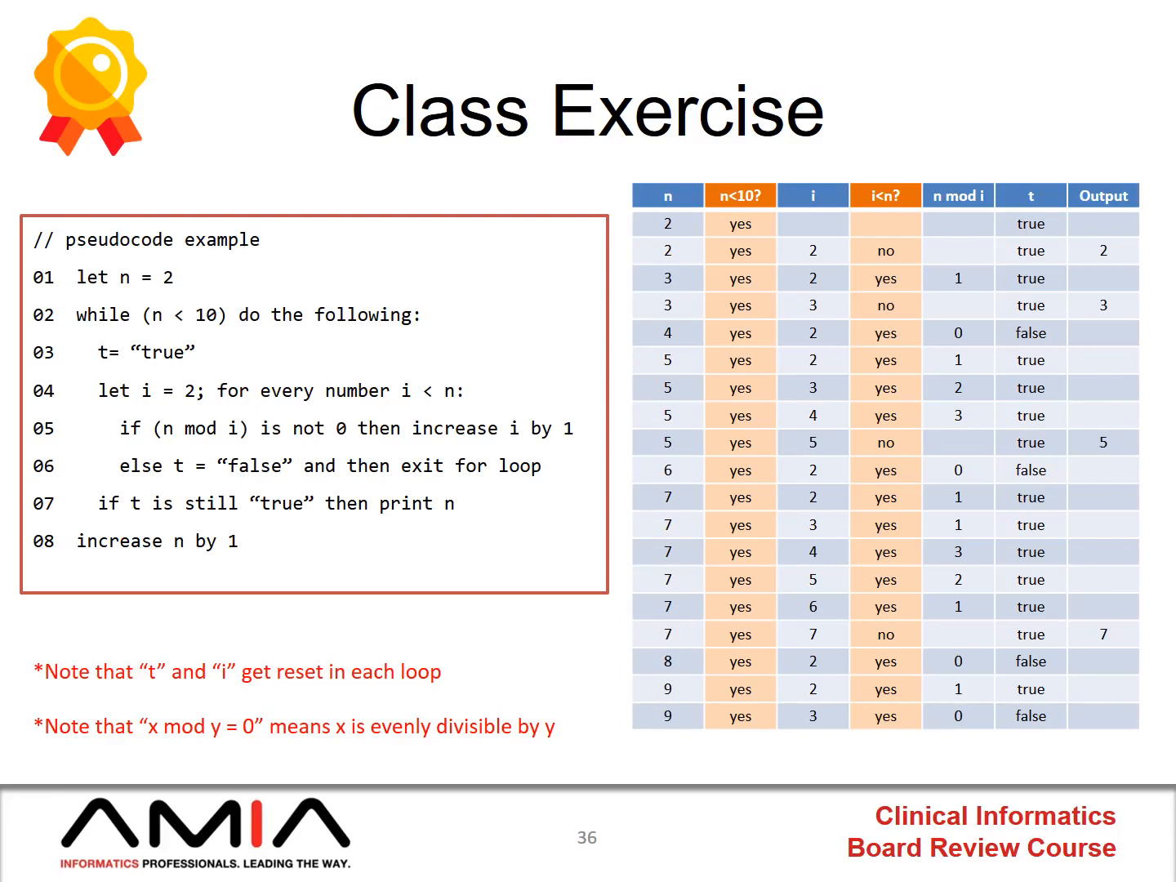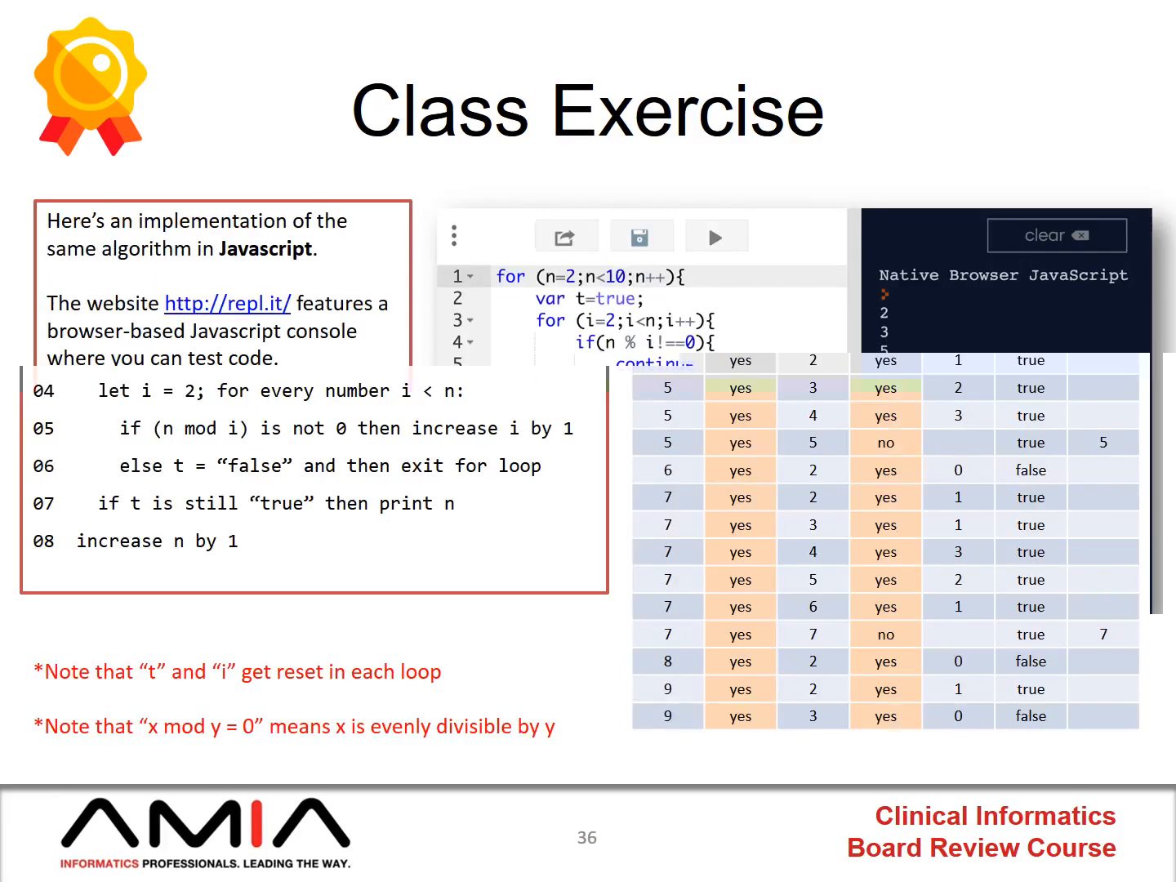And in fact, there are some simple modifications you can do to this. If you wanted to calculate all the prime numbers up to 100, what would you have to do? You'd have to change the statement in line 2 and say, while n is less than 100, do the following. So this is our pseudocode version. And if you want to test this out, I'll show you on the next slide.